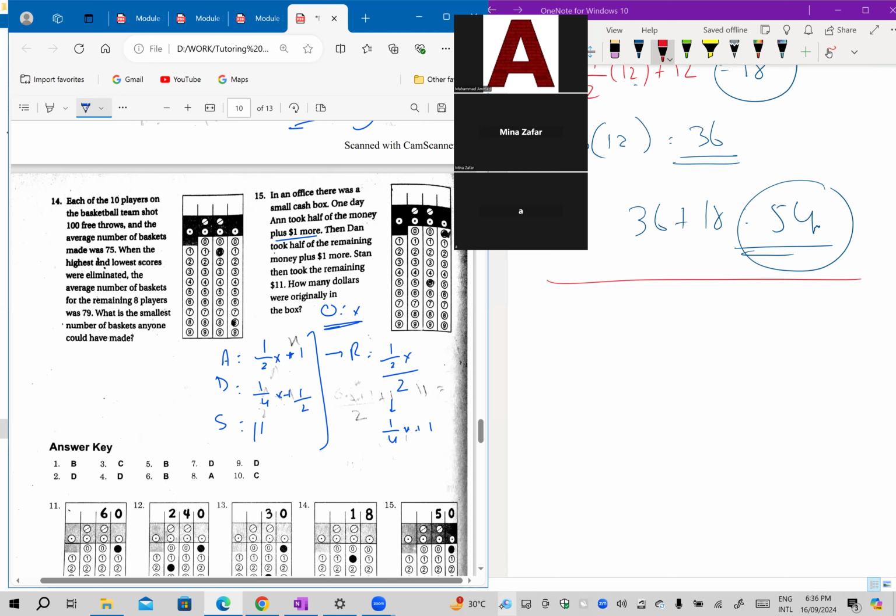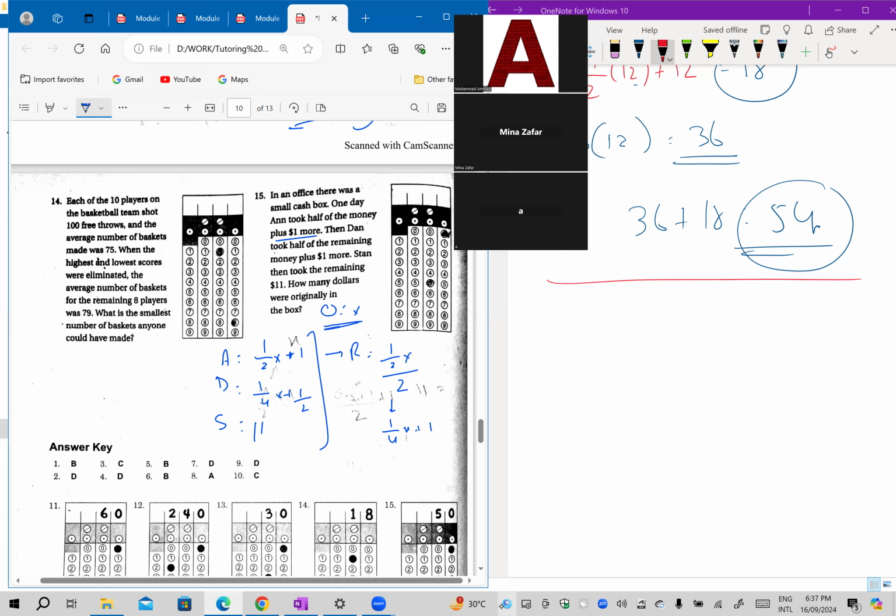Okay. Then Dan took half the remaining money plus 1 more. Remaining money, 1 by 4x plus... okay. So then why are we putting 1/2 in the plus 1 more? We won't just put 1. Let me tell you why I did this. Let me make sense of it.